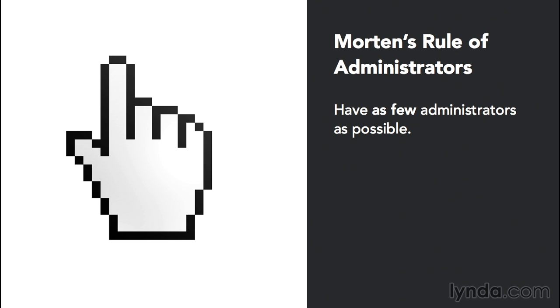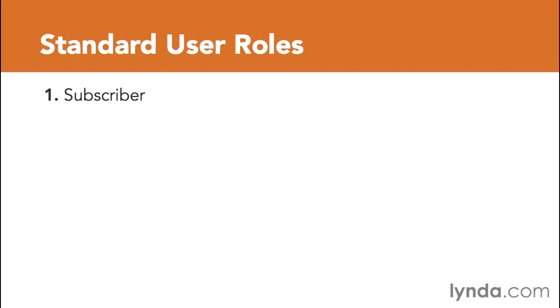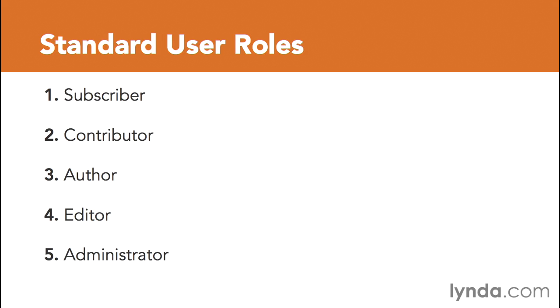That's why WordPress has 5 different user roles that can be assigned to individual users, each with its own capabilities and limitations. These roles are subscriber, contributor, author, editor, and administrator. Let's start with the lowest level, the subscriber.